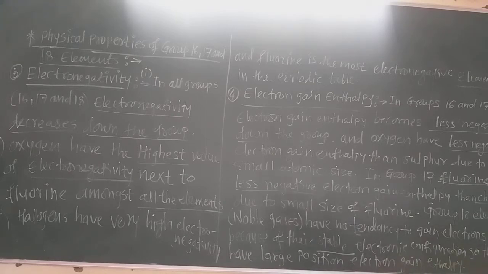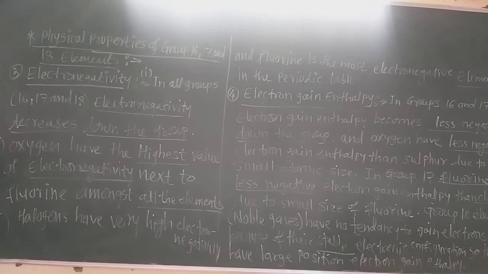Now the fourth physical property of these group 16, 17 and 18 elements is the electron gain enthalpy. Electron gain enthalpy means to attract the electron, to accommodate the electron directly into the outermost shell. That is the electron gain enthalpy. The tendency to gain the electron is called electron gain enthalpy. In groups 16 and 17, electron gain enthalpy becomes less negative down the group. That means slightly positive electron gain enthalpy from top to bottom in the group of all these three groups 16, 17 and 18.